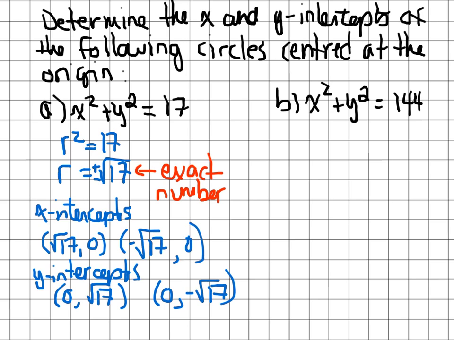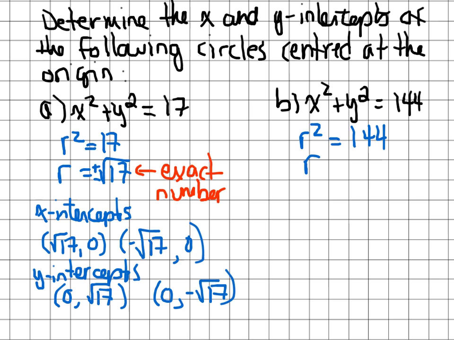In the case of B, where we have x squared plus y squared equals 144, if you want, you can pause this right now and try to work through it yourself. I would prefer you to do that, and then play it to see if your answer matches the answer that I'm about to figure out. So here, again, we have the radius squared is equal to 144.